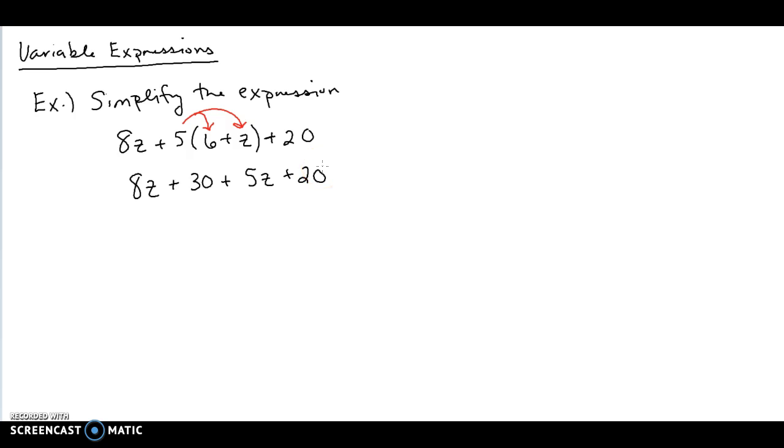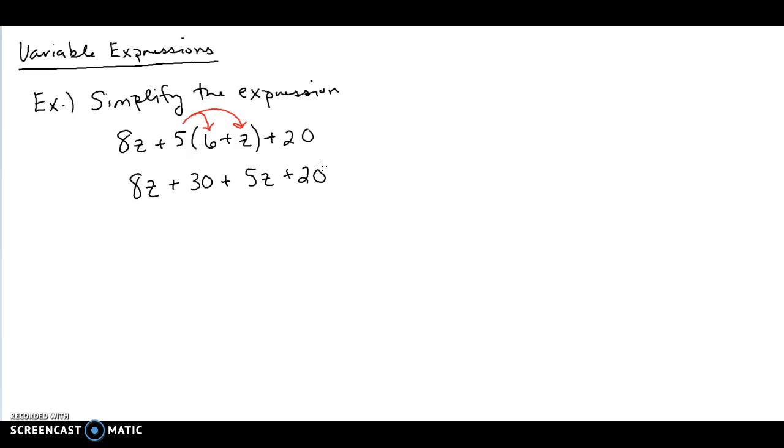There's no more parentheses. But I still have this situation where I've got some z's and I've got some numbers. So let's talk about this idea of like terms. Like terms are things that have the same variables and exponents. Now, I see the 8z and the 5z, and this is the way I explain it. If I have 4 apples and you have 5 oranges, I couldn't take your 5 oranges, put them with my 4 apples, and say I've got 9 apples, because I don't. It's a mixture of apples and oranges. Same thing, you couldn't take my 4 apples, put them with your 5 oranges, and tell me that you have 9 oranges, because you don't.